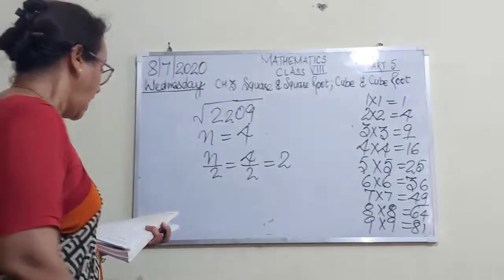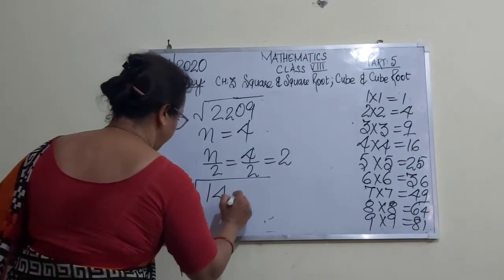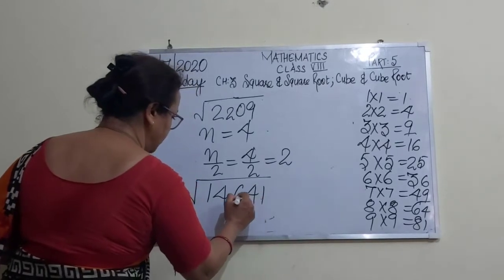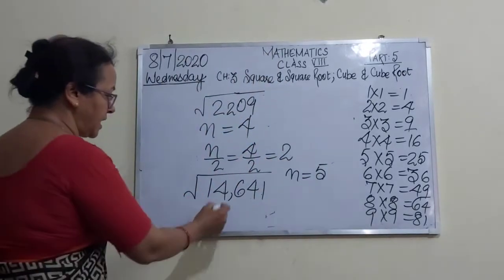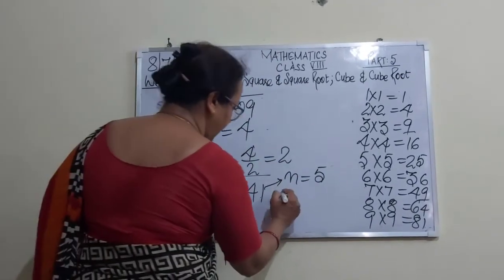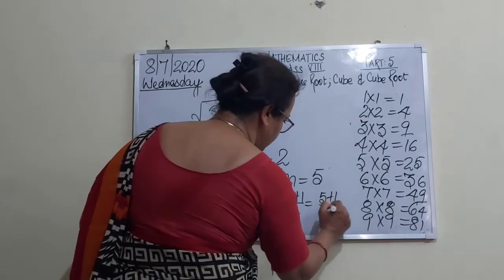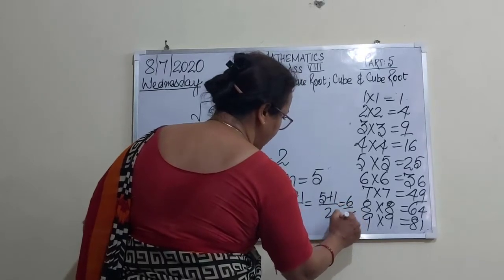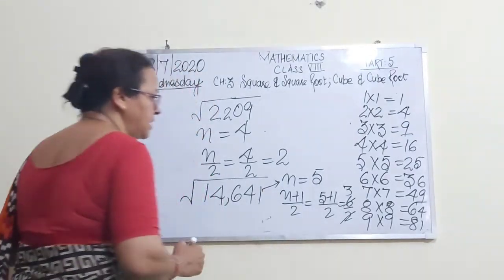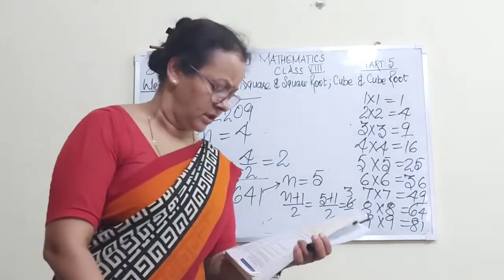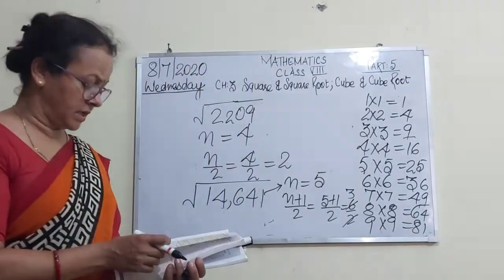That's right. Or if the number is under root 14,641: 1, 2, 3, 4, 5. N is 5. So which formula do we have to use? N is 5, so n plus 1 by 2, which is 5 plus 1 by 2, which equals 6 by 2. When we divide it, we get 3. Means when we find its square root, there will be 3 digits in it. Let's proceed with the question. It will be more clear to you.